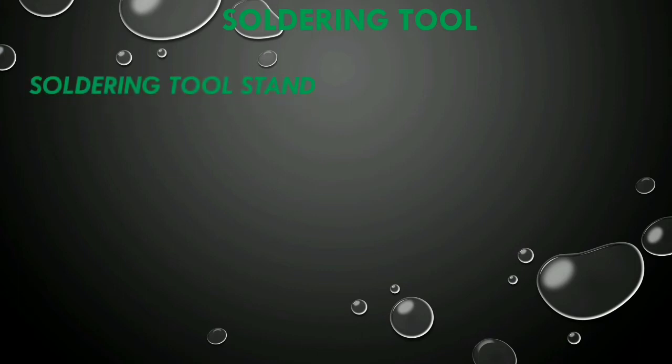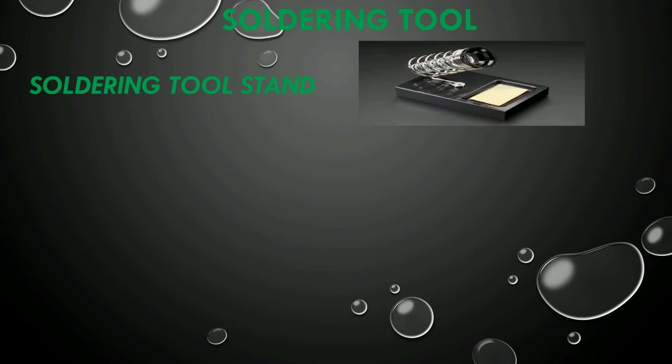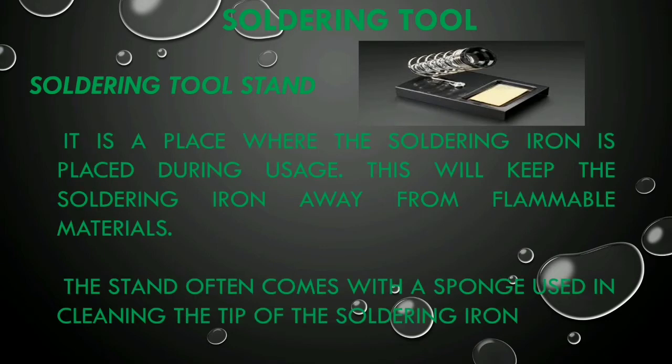So, next is soldering tool stand. So, ito ang example ng soldering tool stand. So, it is a place where the soldering iron is placed during usage. So, this will keep the soldering iron away from flammable materials. The stand often comes with a sponge used in cleaning the tip of the soldering iron. So, kapag pinapartner tong soldering tool stand sa soldering iron, kapag ginagamit natin siya, ilalagay natin yung soldering iron dito sa stand para maiwasan natin na dumikit yung soldering iron kasi umiinit yun na parang plancha. Para maiwasan natin dumikit yun sa mga flammable materials kagaya ng plastic, wood, and paper.